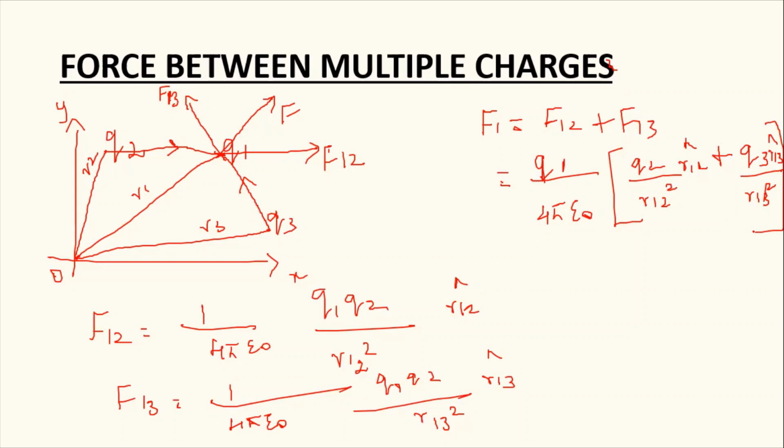So if you wanted to generalize this expression, if there are n number of charges, okay, so the force exerted on the charge 1 due to all the other charges will be F1, it will be equal to F12 plus F13 plus etc. plus F1n. Okay, so generalized expression, if I write, I can write as 1 by 4 pi epsilon naught.